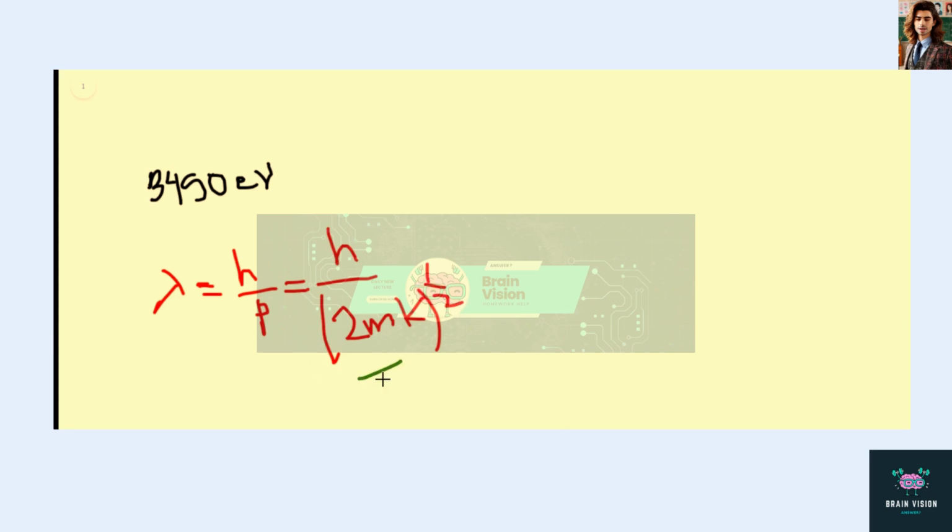Where did we get this equation? We got this equation from the equation that relates kinetic energy and momentum, which is K = p² / 2m.